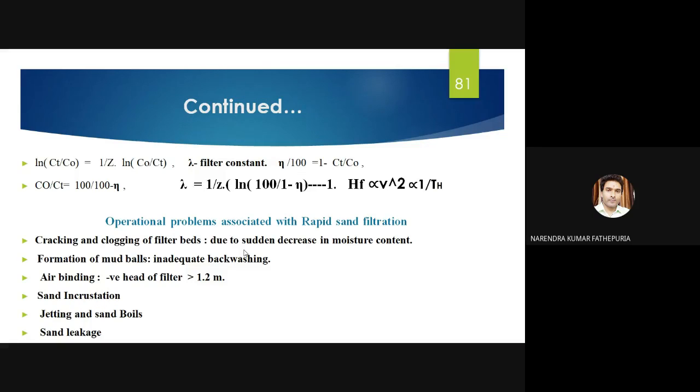Second, as I told you, the formation of mud balls. Mud balls are coagulated turbidity flocs, sand and other matter, and are formed near the top layer of the filter media. Mud balls are caused by insufficient washing of sand grains; they are not cleaned properly. Mud may accumulate on the sand surface to form a dense mat, and it sometimes creates a layer.